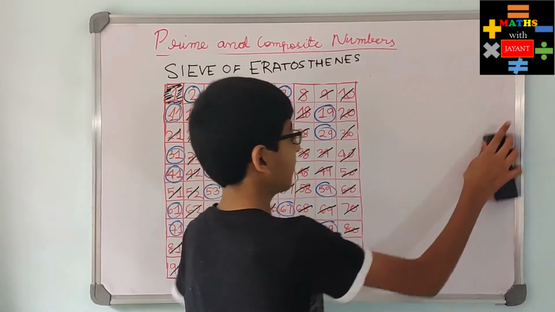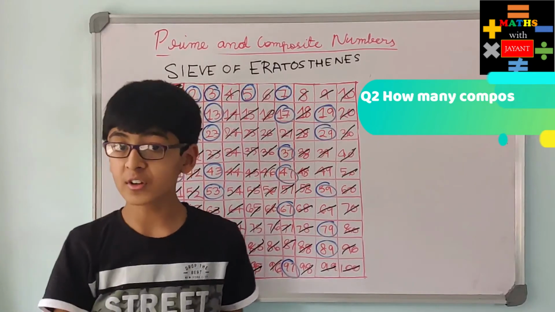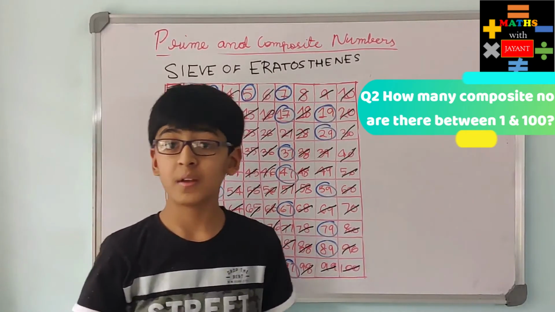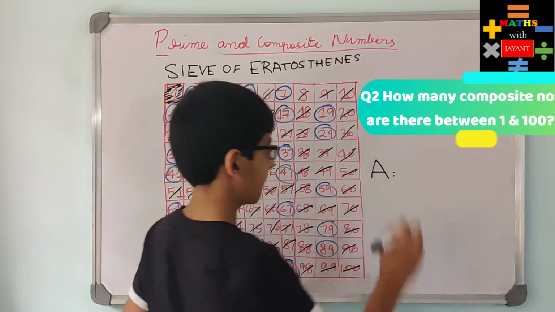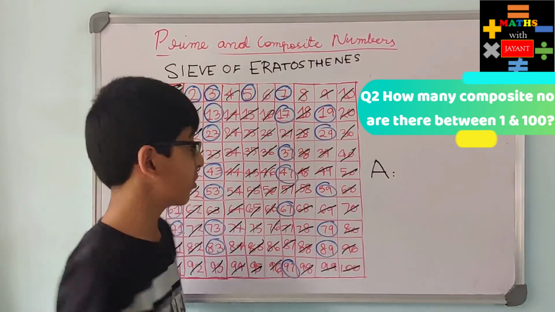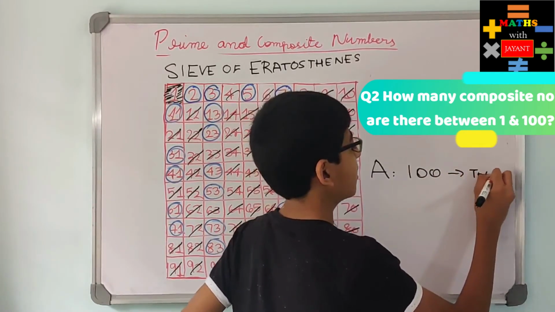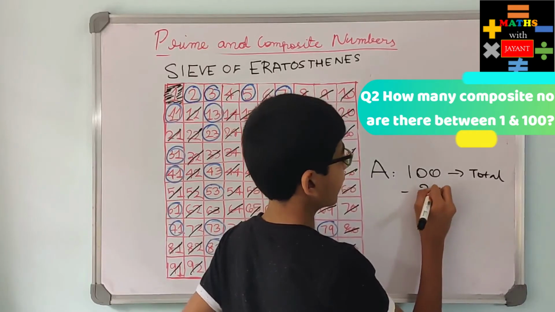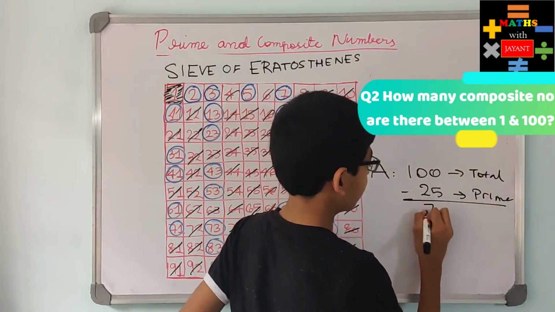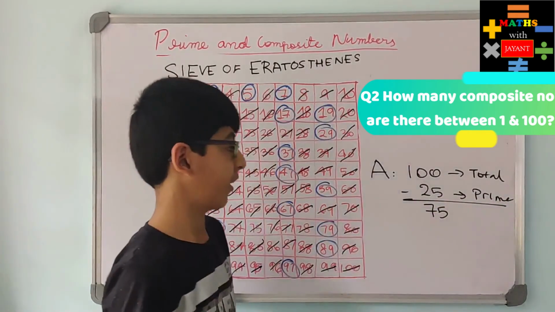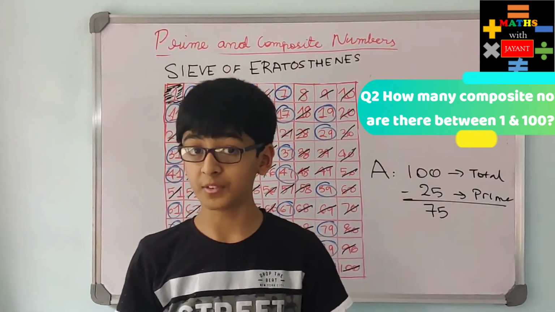So let us solve the second question. We are going to see how many composite numbers are there between 1 and 100. So let's solve this also. We know that the total is 100. From this we'll subtract the 25 because these are the prime numbers, and then we'll get the composite, right? So let us check. 100 minus 25 is 75. So do we have 75 composite numbers? Wrong. We don't have 75 composite numbers.